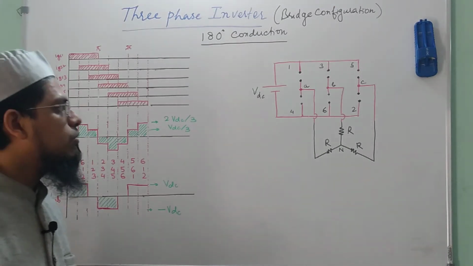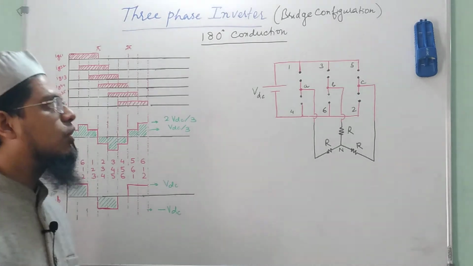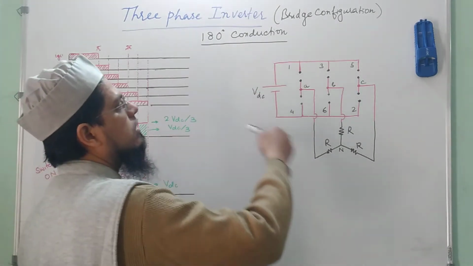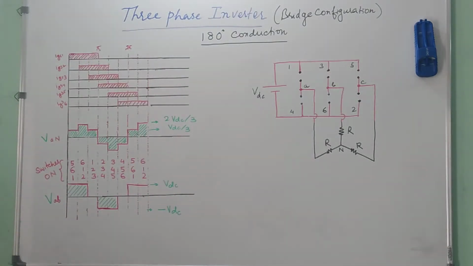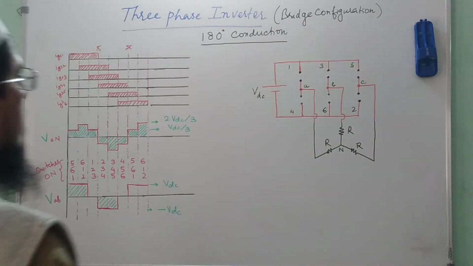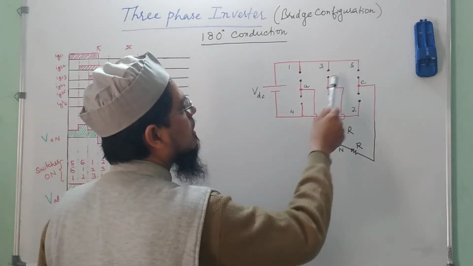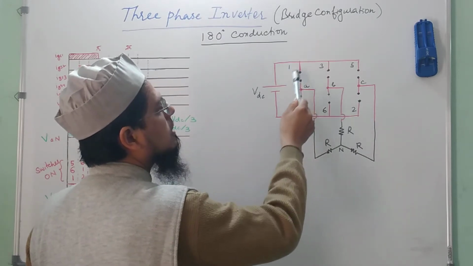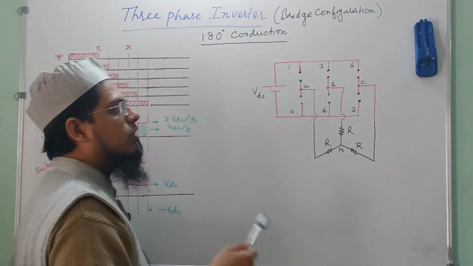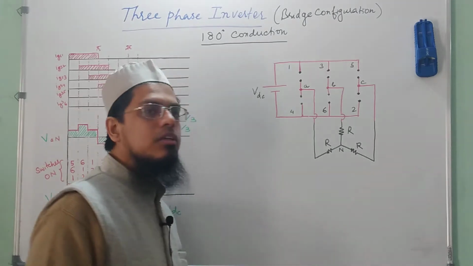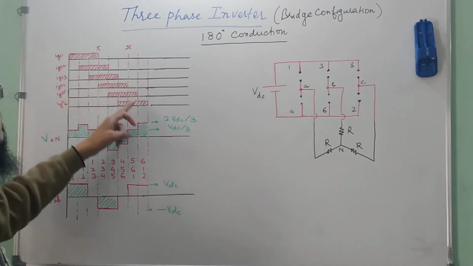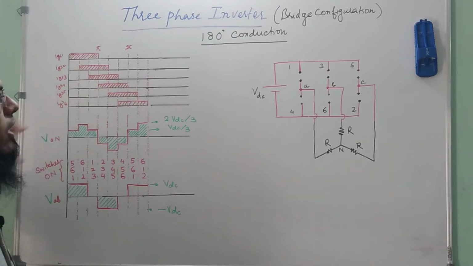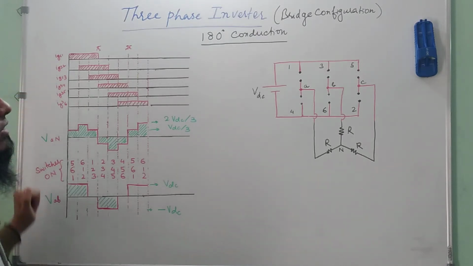So let us now try to analyze this circuit for 180-degree conduction mode. This is our three-phase inverter. 1, 3 and 5 basically refer to the switches. So this is basically a switch. It could be on or off depending on the firing signal given to it. I have drawn the firing sequence for the switches. I had told you in the previous lecture what the sequence for the firing of the 6 switches is.